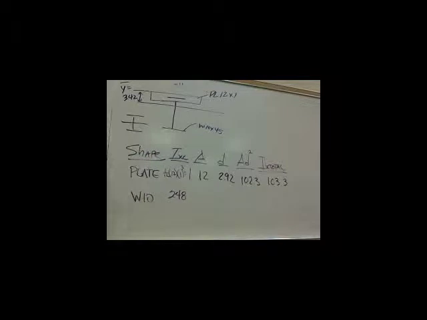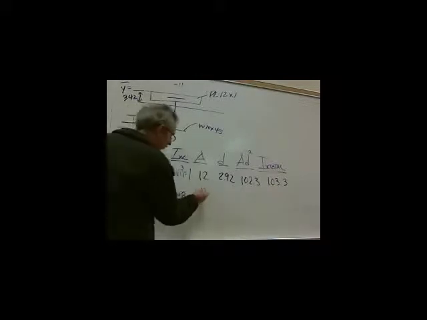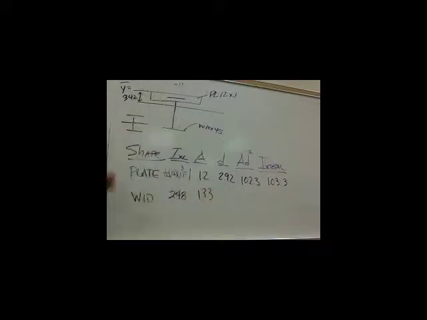So there's nothing to calculate. You simply pull this out of the table. What's the area for a W10 by 45? 13.3. We found this earlier when we were dealing with centroids, right out of the table.